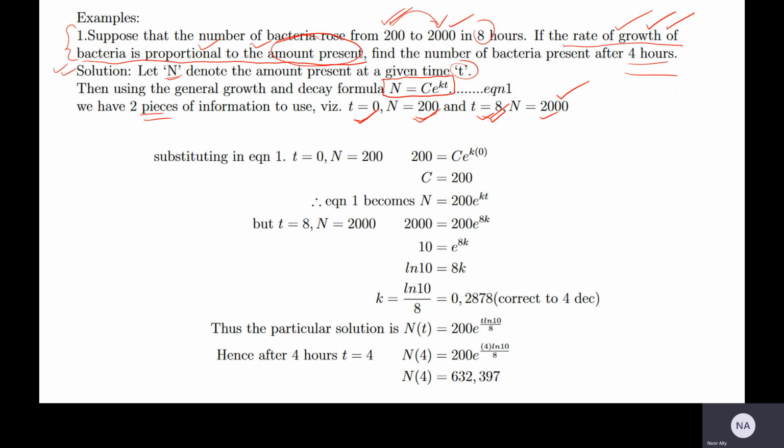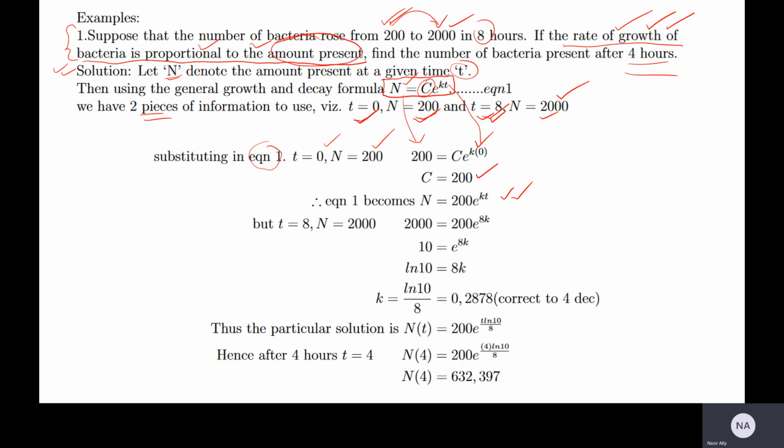Simultaneous equations. So we're merely going to substitute into equation 1. Take the first case, t is 0, N is 200. There's N, 200. There's T, e to the power 0. What's e to the power 0? 1. I get C is equal to 200. So replace the C by 200. Therefore, N is equal to 200 e to the power kt. Many people start from here, and that's fine, as long as you understand the equation that you write down.